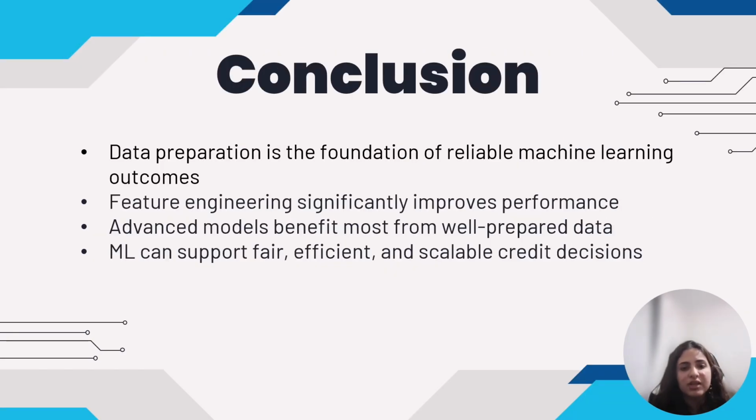Overall, data preparation is the foundation of a reliable machine learning model and its outcomes. So we should understand our data, explore it, and pre-process it in a way that ensures that our model will perform the best it can. Feature engineering overall is a very good way to improve the performance of our model, and advanced models often benefit most from well-prepared data. So the models we used, which are the k-means, the random forest, and even the H2O AutoML, needed well-prepared data, which we were able to do with the pre-processing and the transformations. And overall, machine learning can support fair, efficient, and scalable credit decisions when the data we have presented to it has been well prepared and well thought out.